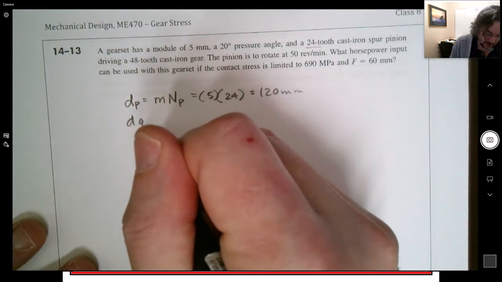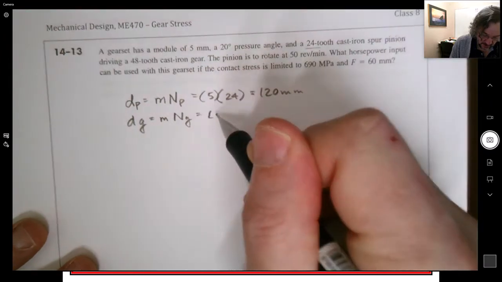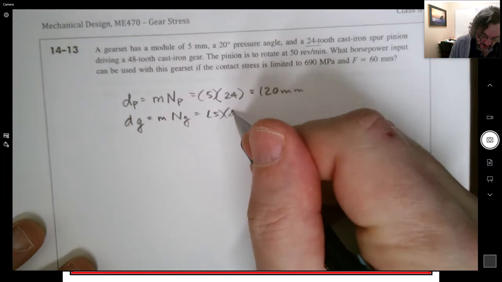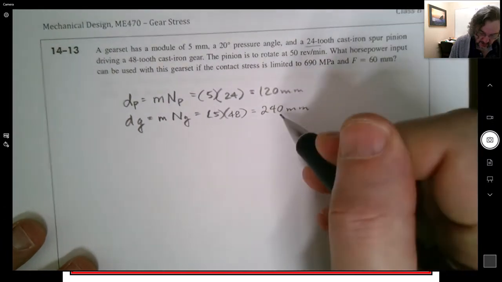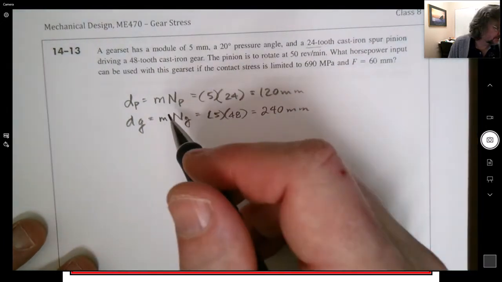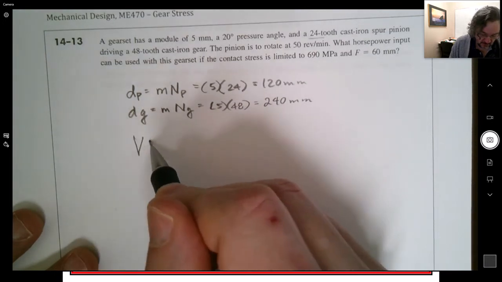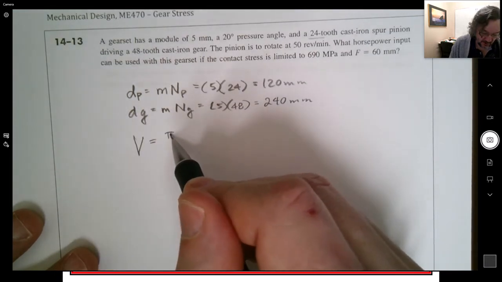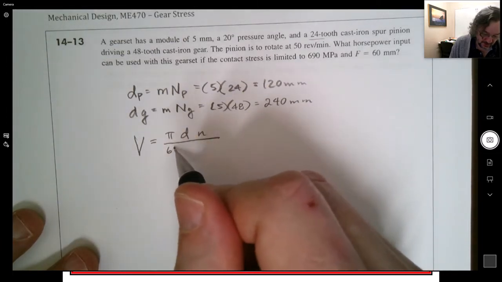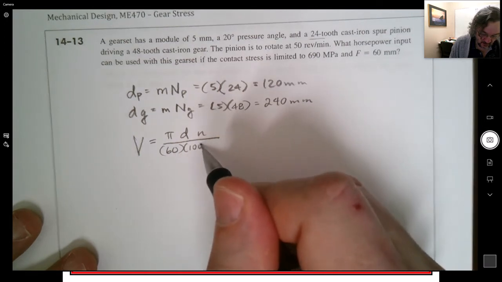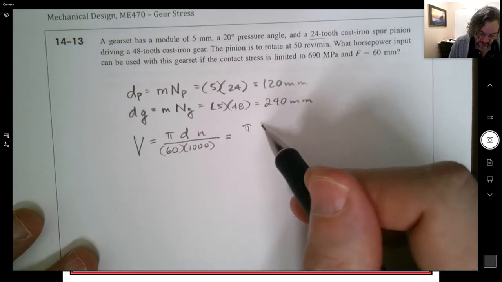For the gear, I decided to go lowercase g this time. So the number of gear teeth is 48, so that's going to be twice that. I can do that in my head, 240 millimeters. And we're going to need the pitch line velocity. So we get the pitch line velocity here, and we get pi d n. But now we're going to divide by 60 and divide by 1,000 right here, because that's going to get us into meters per second, right?